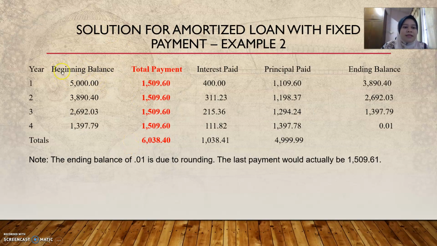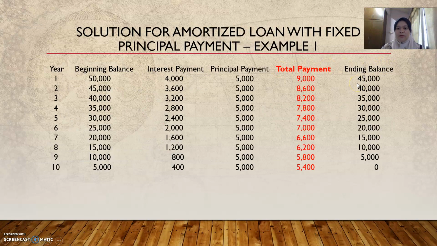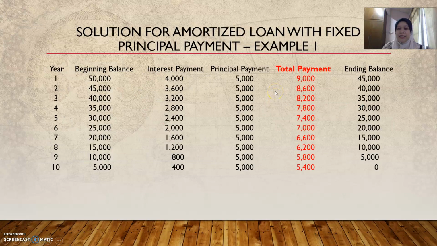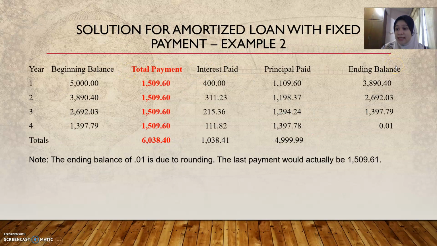So you will still have the same table like before, like this one. You will have year, and then beginning balance, and then interest paid, principal payment, and then total payment, and then ending balance. This one I didn't put in the structure like this. It's up to you. If you want to put it like this, it also can. Okay, it's up to you.